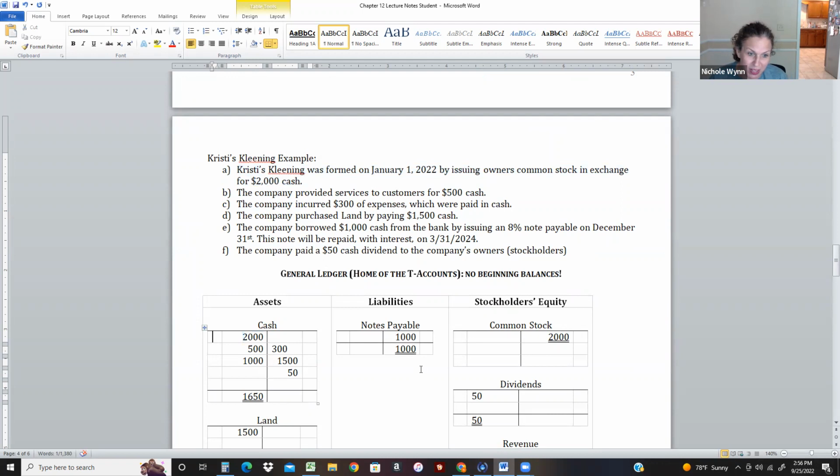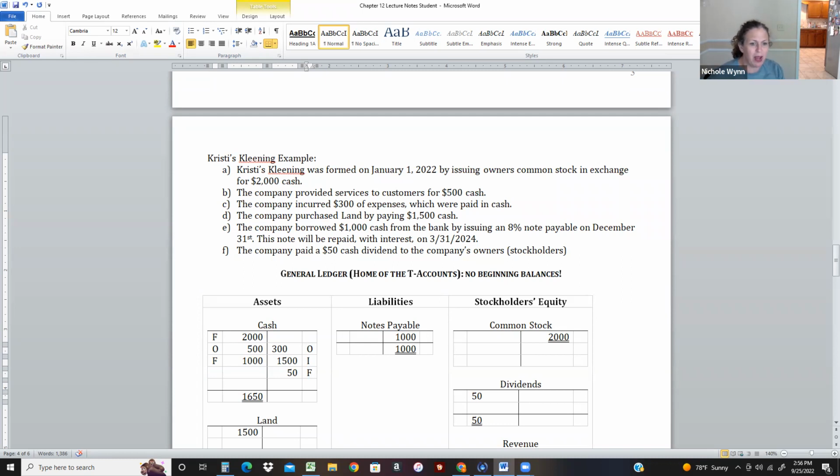One way to do it is to take the T account and just label them. The 2,000 goes in financing. The 500 is from customers. Customers are operating. The 1,000 is a loan, so that's financing. The 300 just says expenses, and so that's going to go in operating because it didn't tell us that we were investing in ourselves or financing. The 1,500 is land, so that's investing in ourselves. And the 50 is a dividend. Paying a dividend is financing. So that tells us what sections things go in.